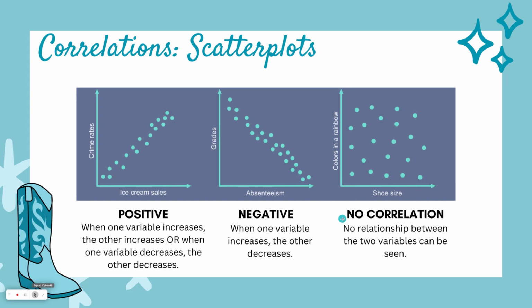And finally, we can see that there's no correlation or no relationship between two variables on this scatter plot because we see no semblance of a line anywhere. The dots are literally all over the place. That means there's zero correlation between someone's shoe size and colors in a rainbow.